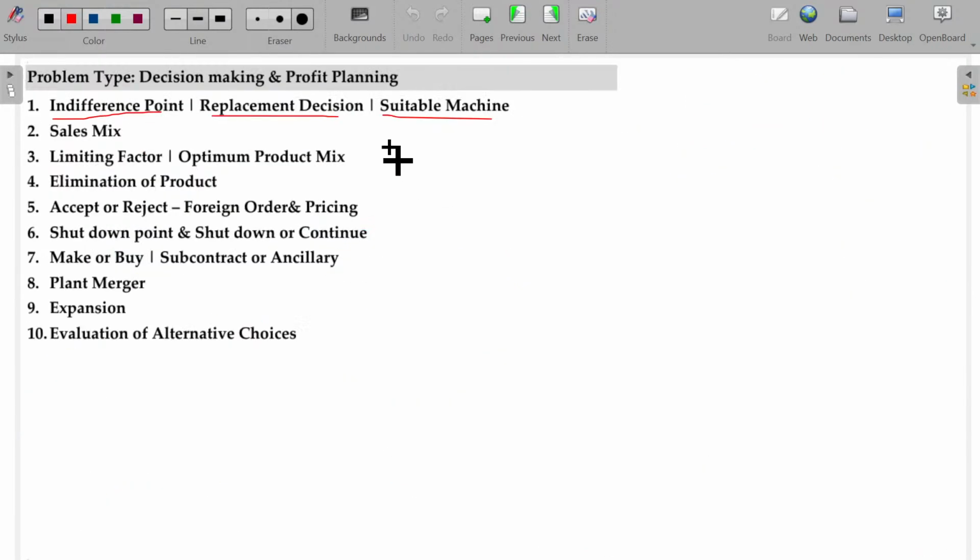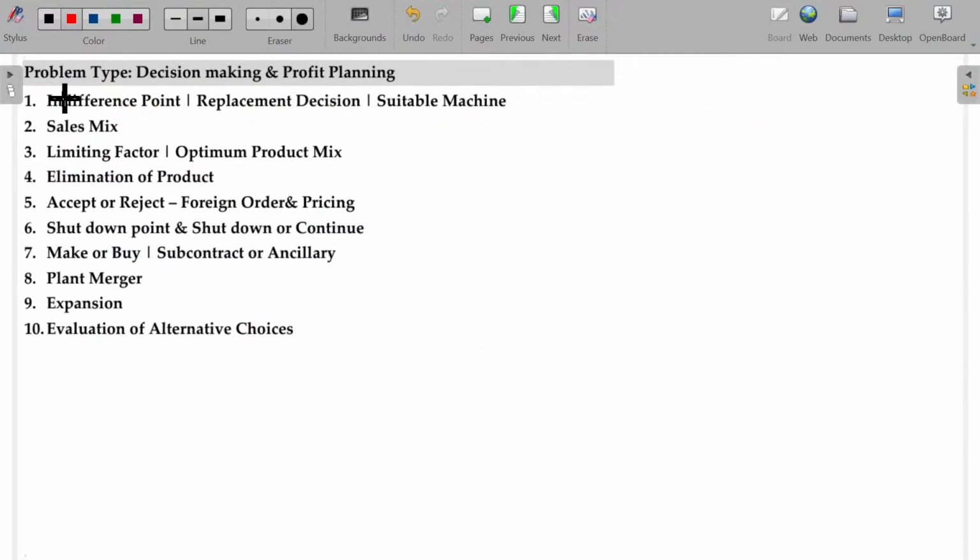So here I have given indifference point calculation we have completed. We have studied the suitable machines also. Clear?